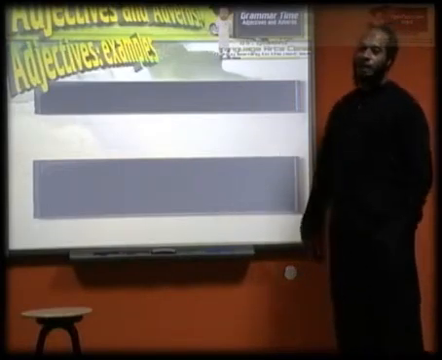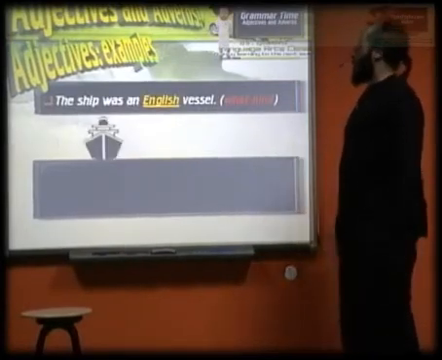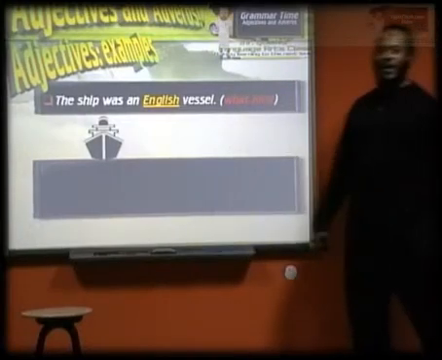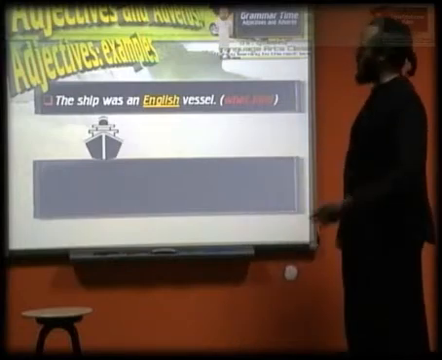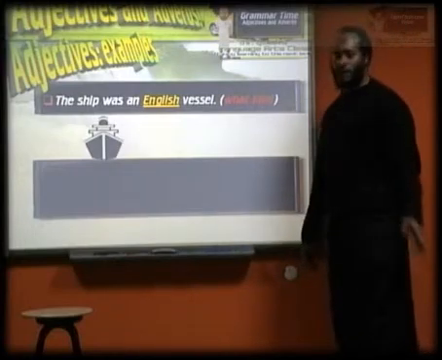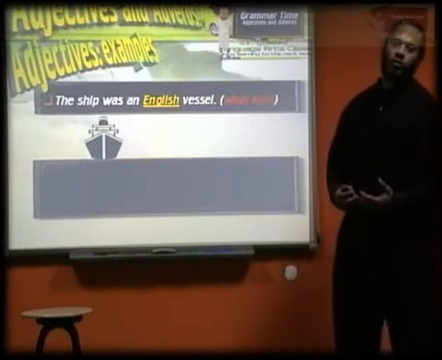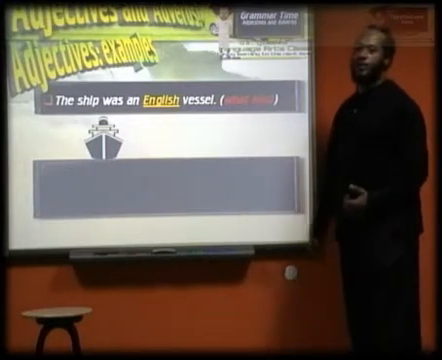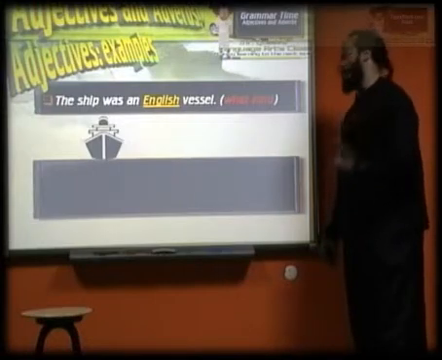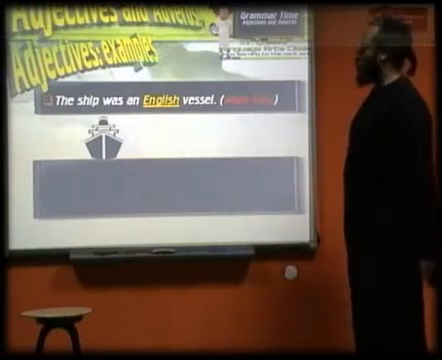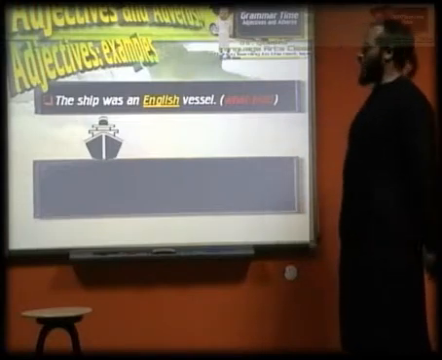Adjective examples here. So let's take a look. The ship was an English vessel. English vessel. Of course, you could have written the ship was a vessel, but that really didn't tell the reader anything. If you want to add some details to that, then you add adjectives. So in this case, we added English vessel. So we know that this vessel possibly comes from England.